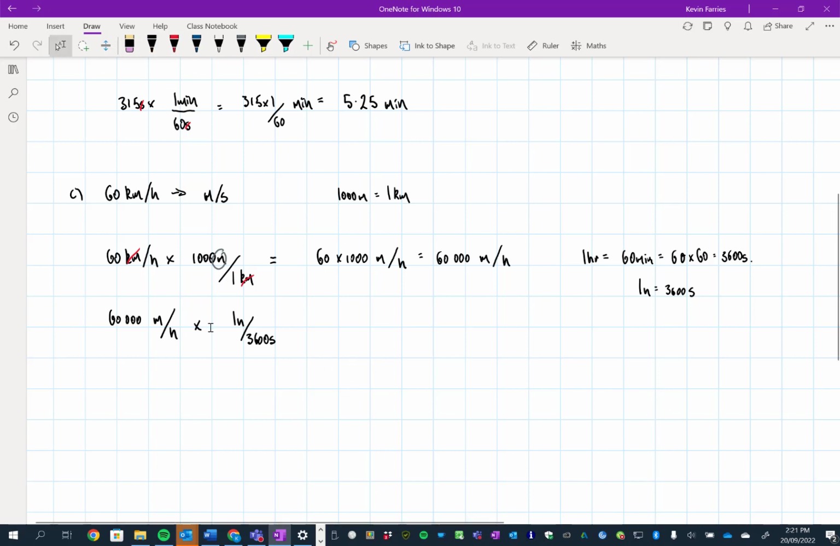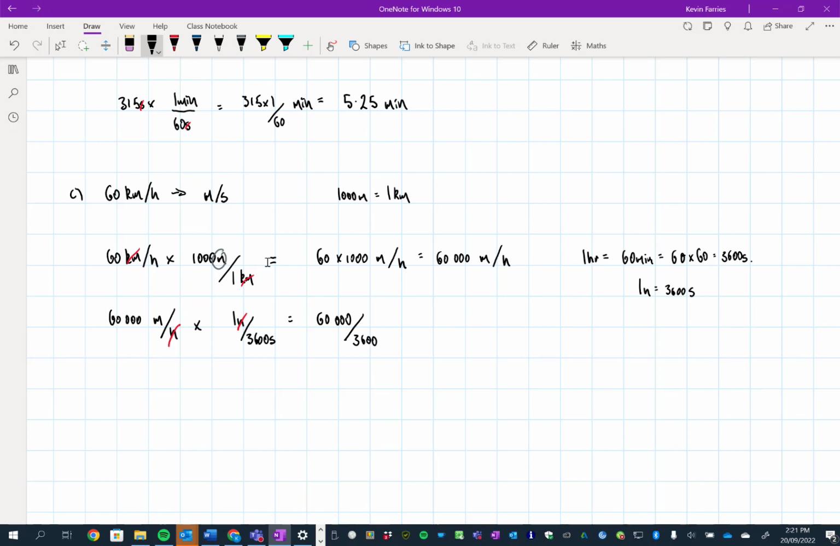And that's just equal to 1. These two things are the same thing. 1 hour is the same as 3,600 seconds. And I've put the hour on top because I want my h to cancel out. So that is going to cancel with that. And it's going to be equal to 60,000, and now divided by 3,600.